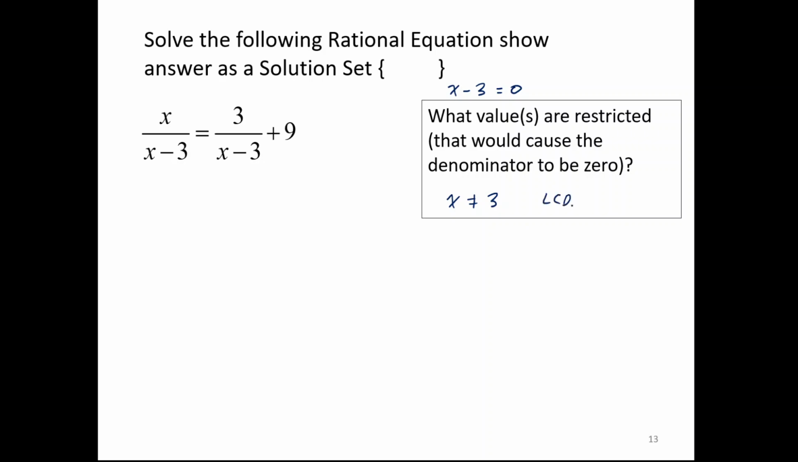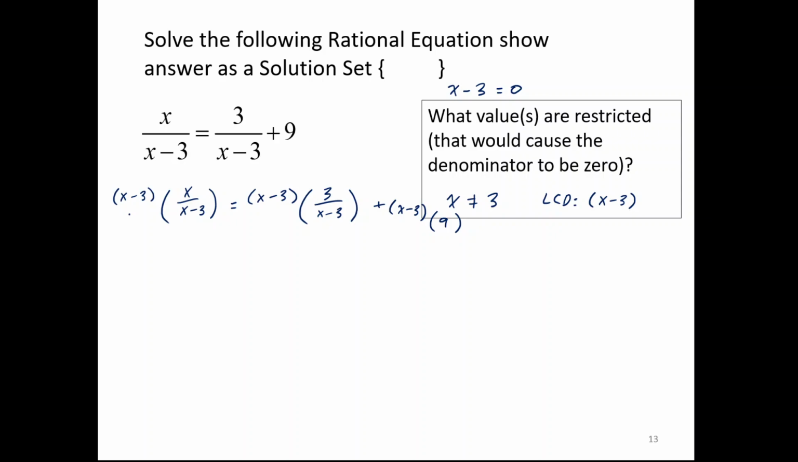And again, our least common denominator, looking at our denominators, the only one is x minus 3, so my LCD is the quantity x minus 3. We will multiply each term in this equation by x minus 3. So (x minus 3) times (x over the quantity x minus 3) equals (x minus 3) times (3 over the quantity x minus 3) plus (x minus 3), and then multiply by 9.